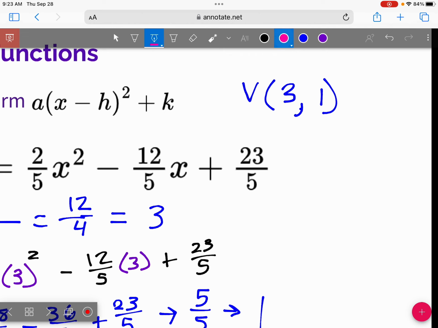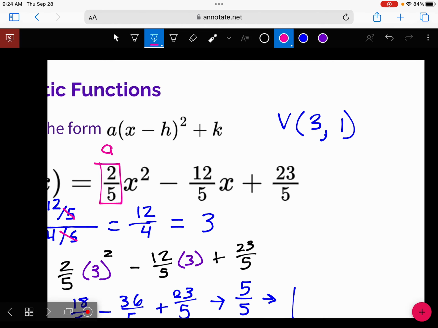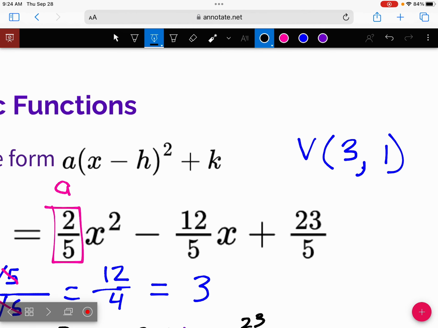What's our A? 2/5. That's A. So we can write our vertex form. I'm going to do it way up at the top. 18 minus 36 plus 23 will give you 5, because all of our denominators are the same. We can just do our operations on the numerators.